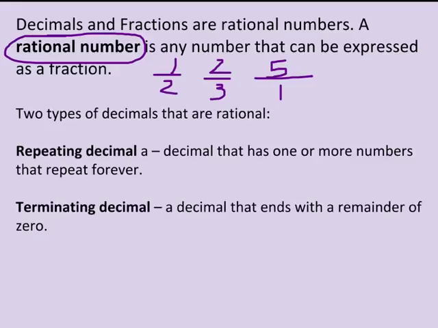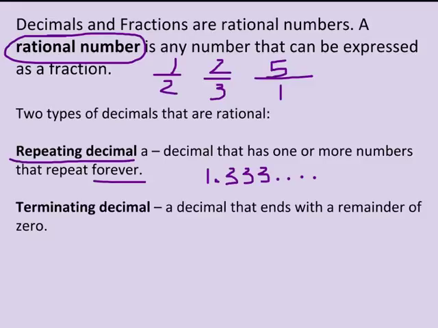Now, there are two types of decimals that are rational. One is called a repeating decimal, okay? And a repeating decimal does exactly what it sounds like it does. It goes on and on forever. It's a decimal that has one or more numbers that repeat forever. So let's say, for example, 1.333, and it goes on and on forever. That is a repeating decimal.